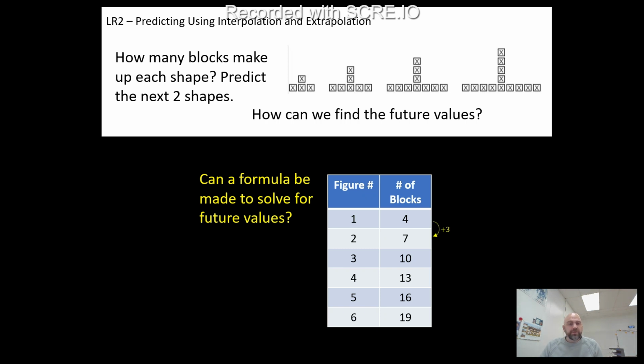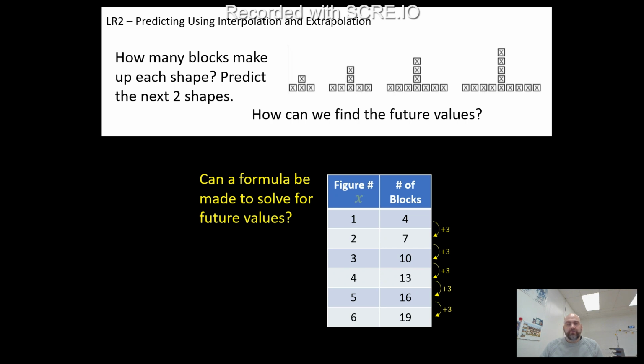So first thing that we're going to do is we're going to look at how are things changing. Well, you'll notice there that the number of blocks, the first one goes up by 3. The next one goes up by 3. And every one continuously goes up by 3. That's important. It's going up by a consistent amount each time, which means we can create an equation for this right here.